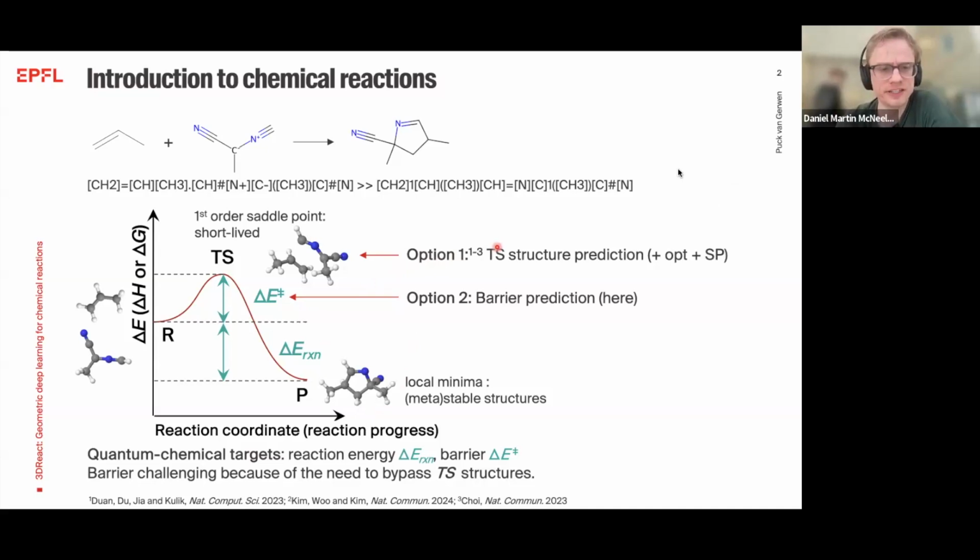I just wanted to clarify earlier, you were talking about 5 kilocalories per mole being actually a pretty good MAE for these problems. Is that just because you have multiple reactants and products, so you're summing the MAEs over each molecule, or is it something different? Yeah, it's a little bit different.